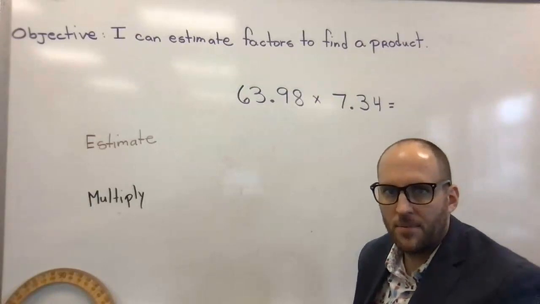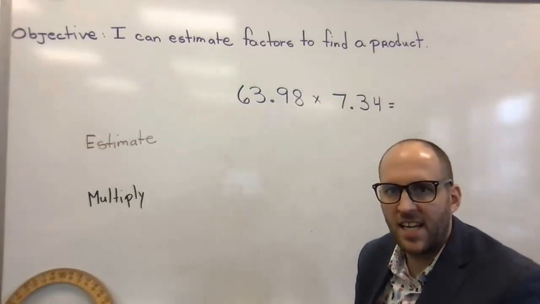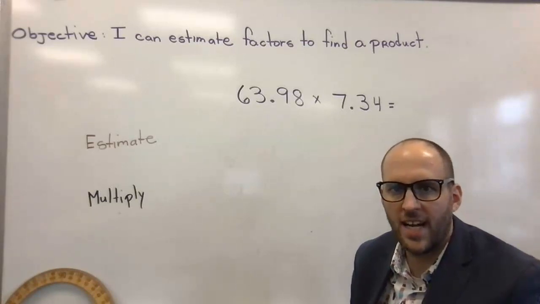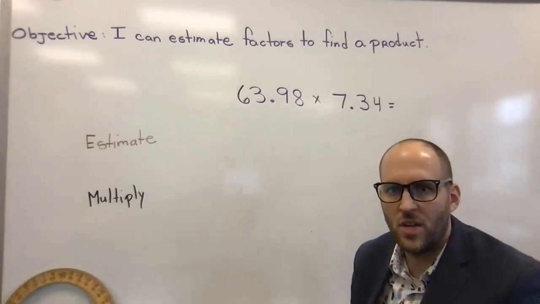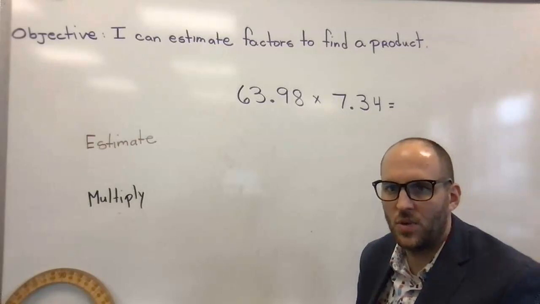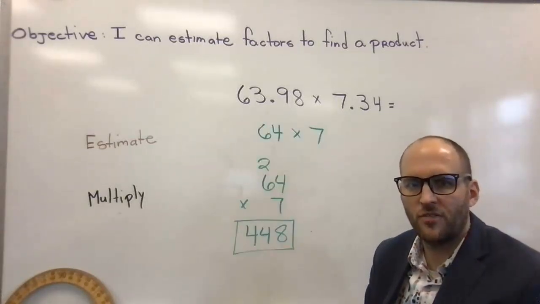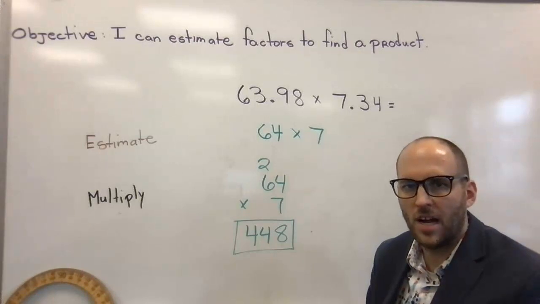All right, for our second problem, we have 63 and 98/100 multiplied by 7 and 34/100. Try it out, write your answers in the chat when you have them, and let's see if you get this one correct.